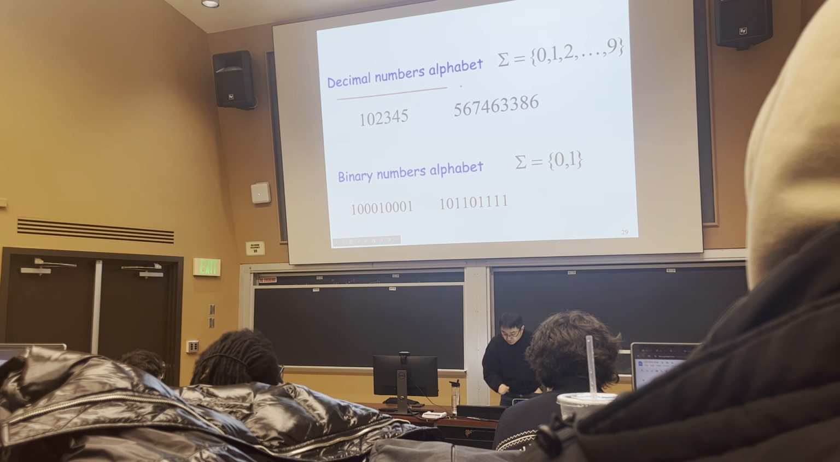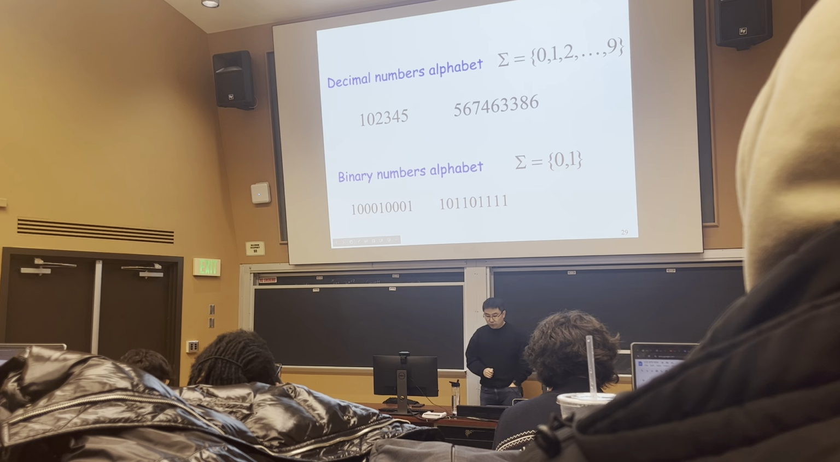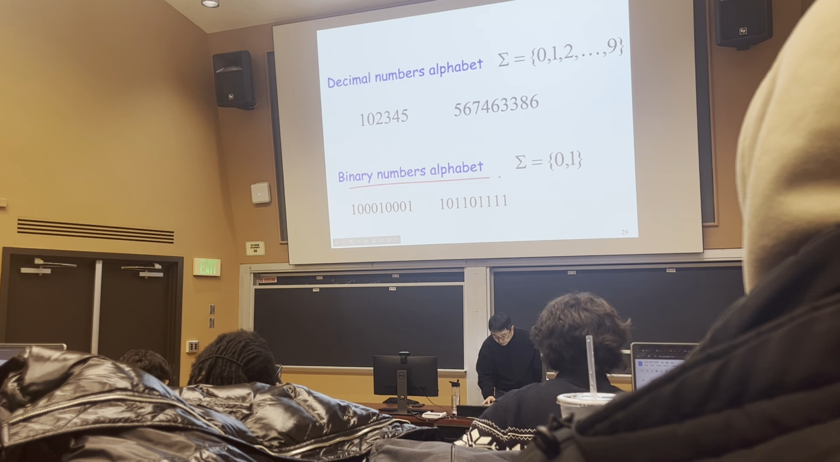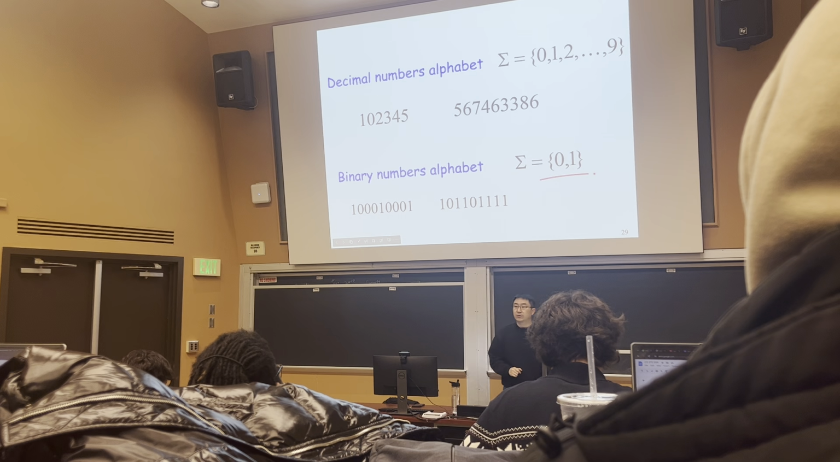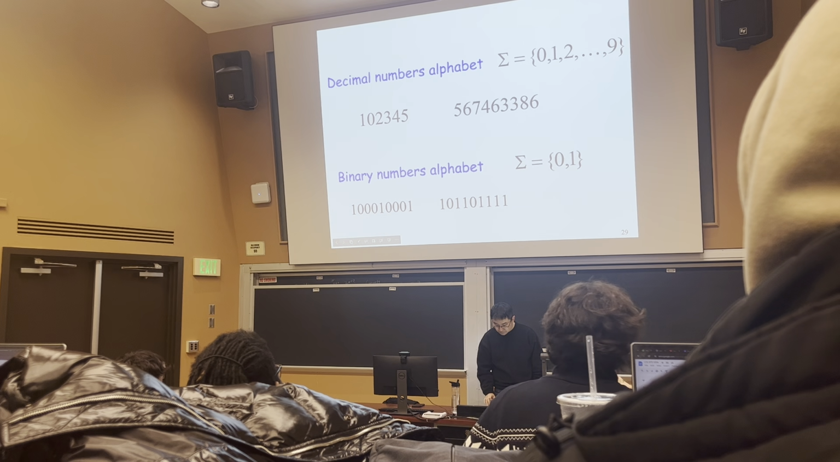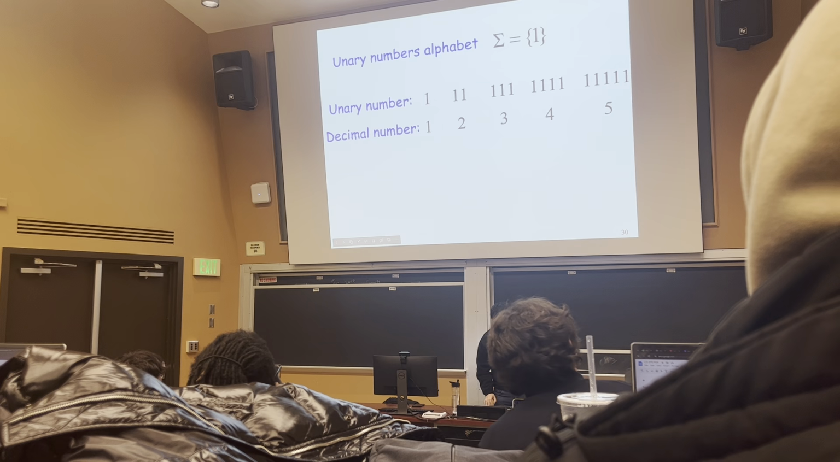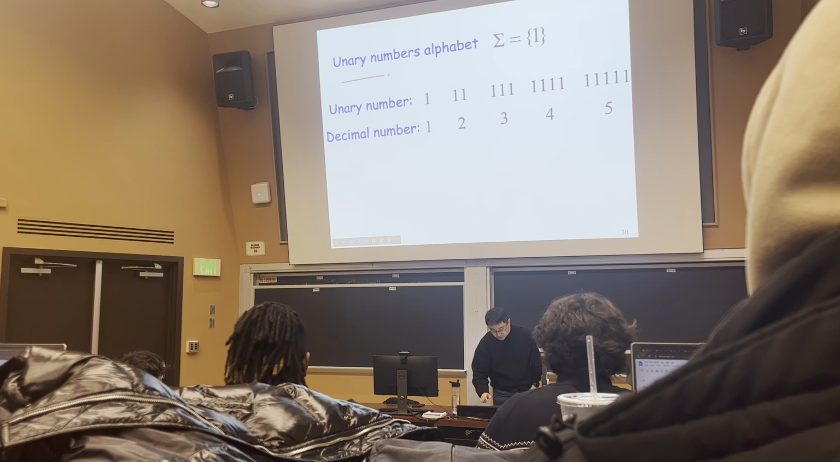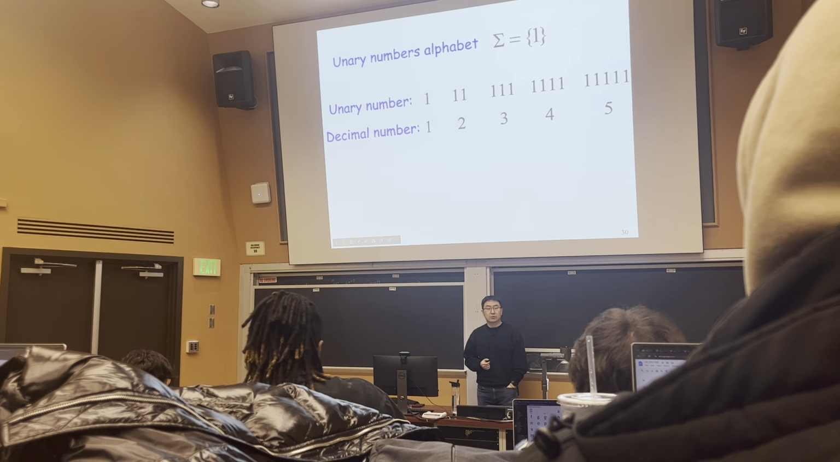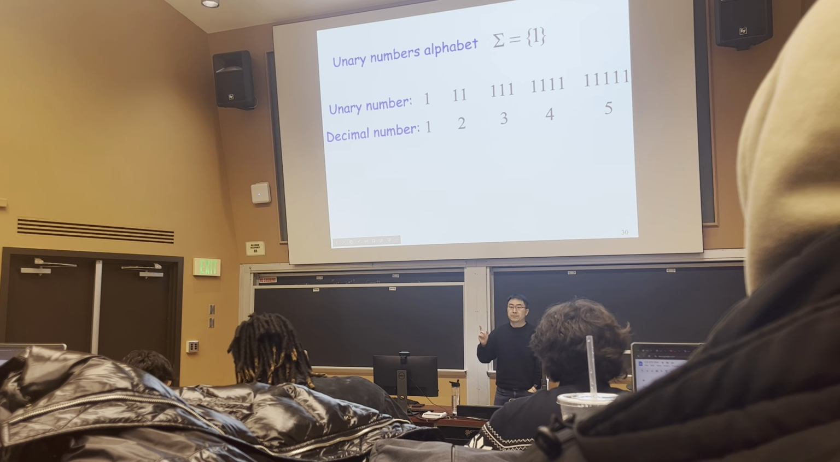For decimal numbers, the alphabet includes 0, 1, 2, dot, dot, dot, 9, and using this alphabet, we can generate different strings. For binary numbers, the alphabet includes only 0 and 1, and we can use that to generate different strings. This is another example, unary numbers. Now we have an alphabet that includes only one symbol.